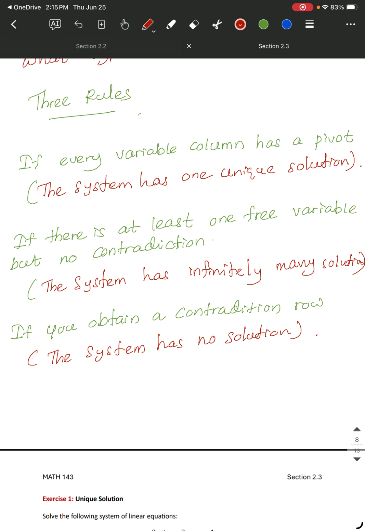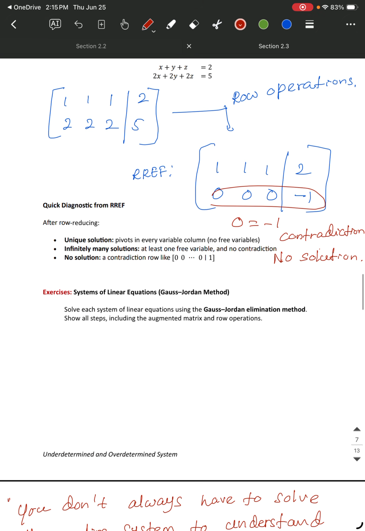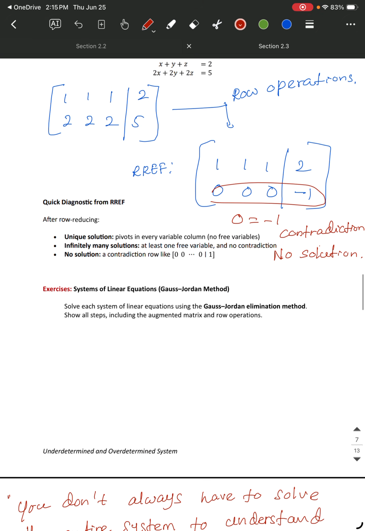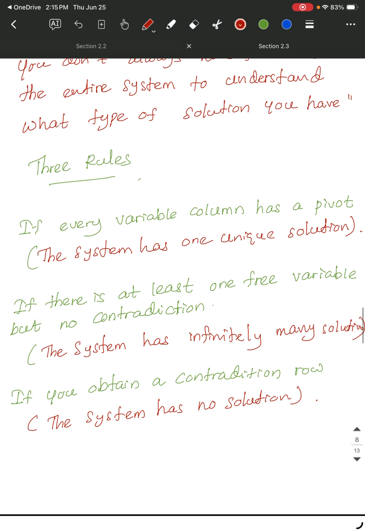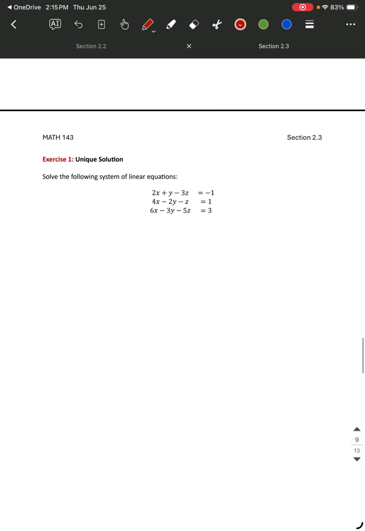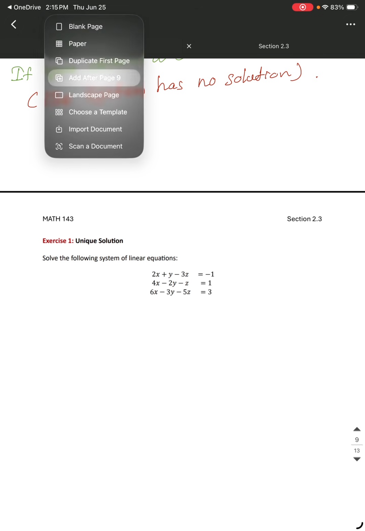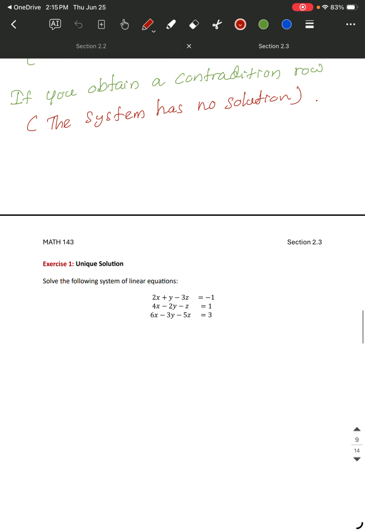Okay, now I would like to assign some exercises. So pause the video and try the exercises on your own. There are a lot of exercises on systems of linear equations using the Gauss-Jordan elimination method. First, for each system, write the augmented matrix. Okay, let me add the steps.